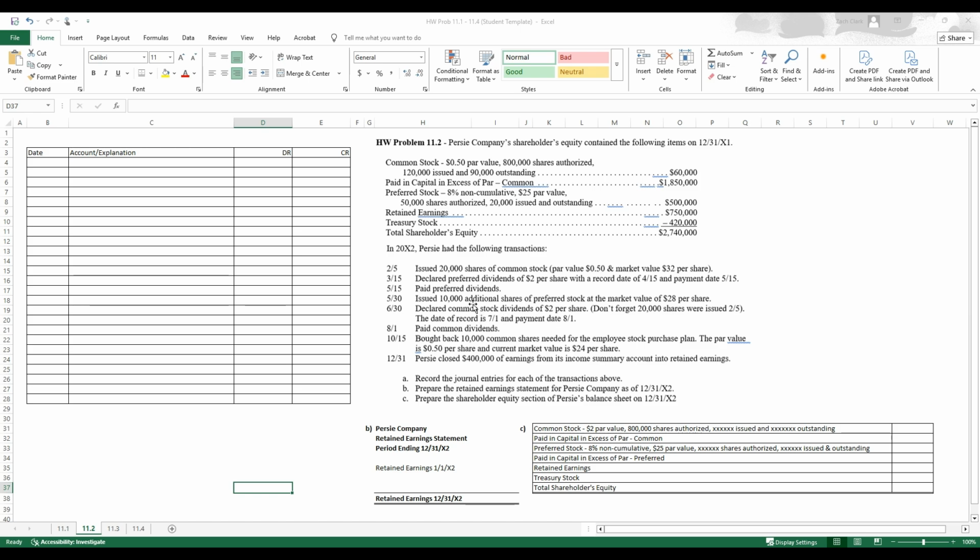Hi everyone, in this video we're going to be looking at our homework problem 11.2, and it's going to be pretty similar to the one that we just looked at in the previous video for 11.1. So I've created a relatively similar breakdown, and we're going to work through these journal entries, then look at the retained earnings statement, and then look at the shareholders equity section.